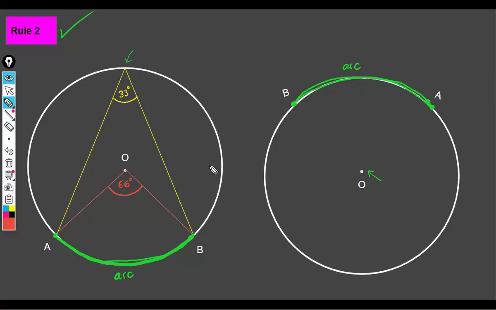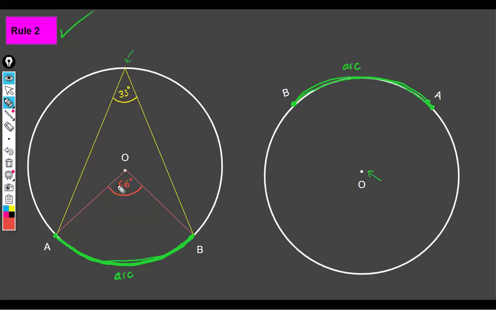Right? So for it to be rule 2, both legs start at A and finish at B. Both legs are standing on the same arc. And for it to be rule 2, one has to be touching the circumference and one has to be touching the center. The one at the center is the larger one. It will always be twice as large.